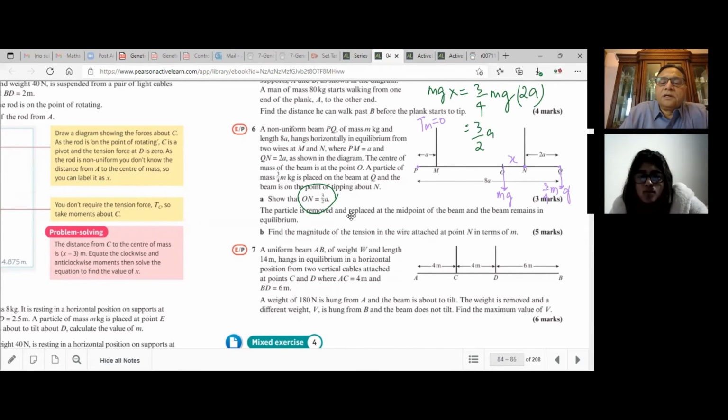Part b: the particle is removed and replaced at the midpoint of the beam, and the beam remains in equilibrium. So now this particle, the 3/4 mg, is removed and brought to the midpoint, which means 4a.